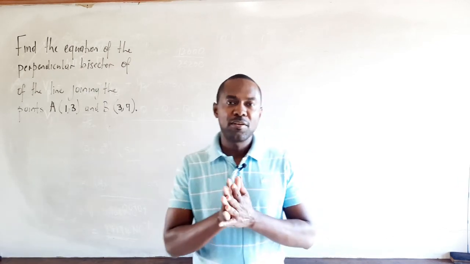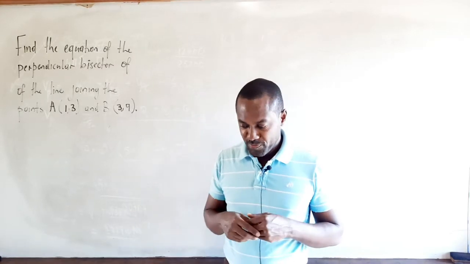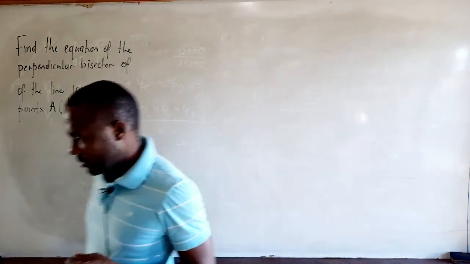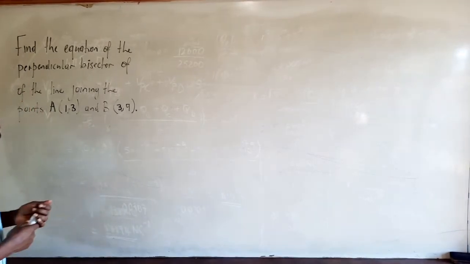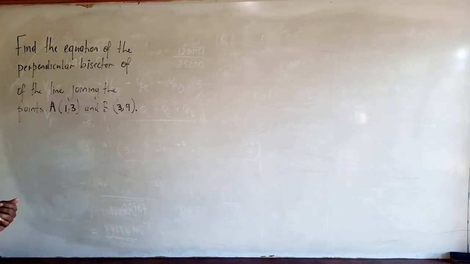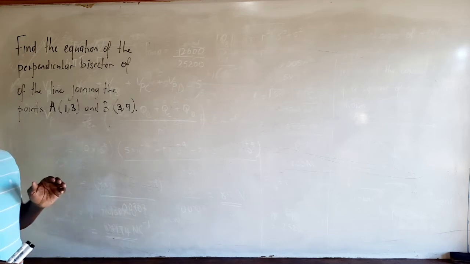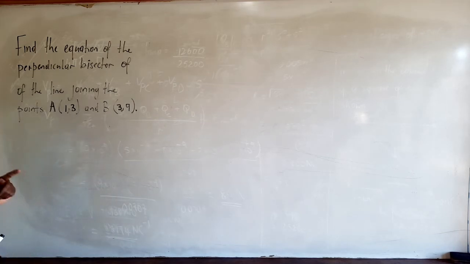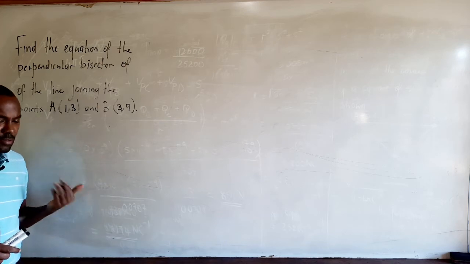In this video, we will continue to look at coordinate geometry. Now, we look at the question which says: find the equation of the perpendicular bisector of the line joining the points A(1, 3) and B(3, 9). So, in this question, we're asked to find the equation of the perpendicular bisector of the line joining the points A(1, 3) and B(3, 9).